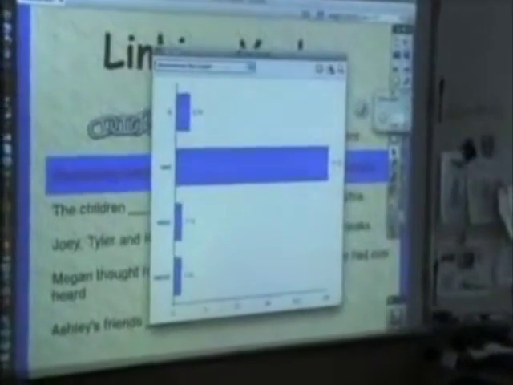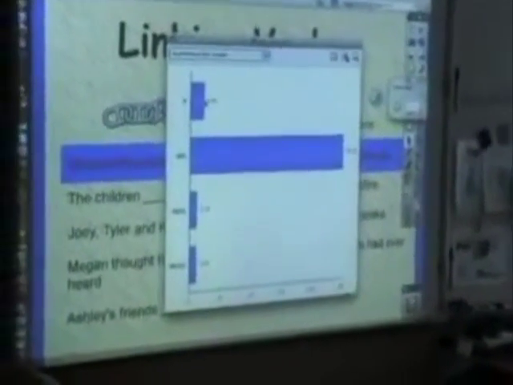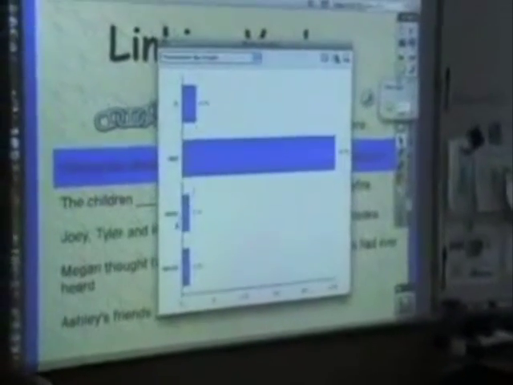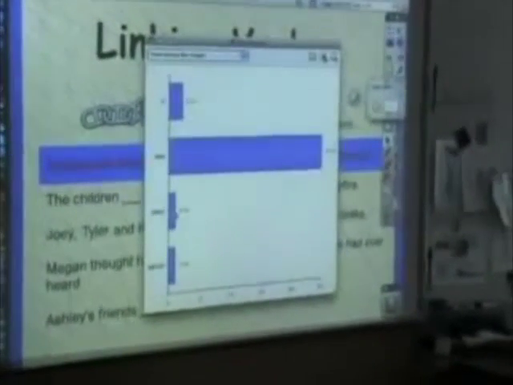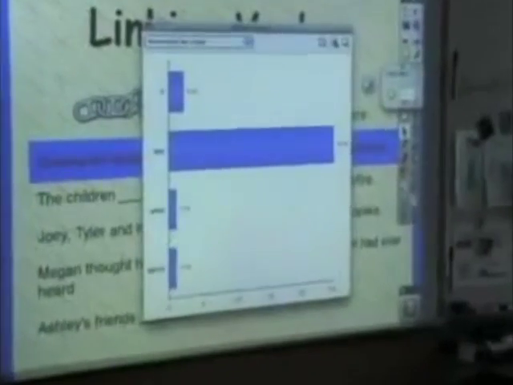We have 78% chose was. We have a couple kids who chose is. And then I think this was supposed to be was, but you just got an extra letter on it. So we would throw that into that group. And were, looks like this should have been were.